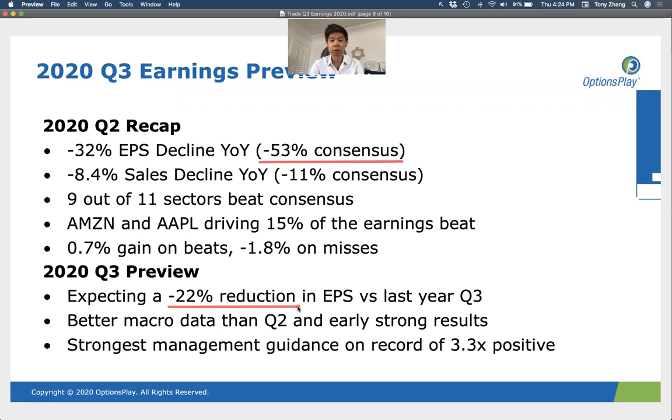And one of the things that is really useful in helping predict potential gains to the upside is the guidance ratio, or the amount of positive versus negative guidance that we see from companies.